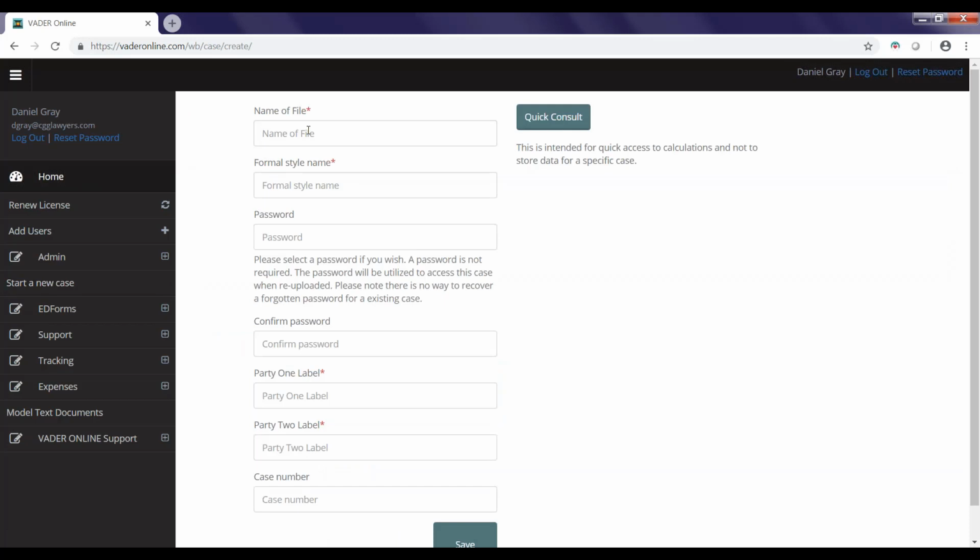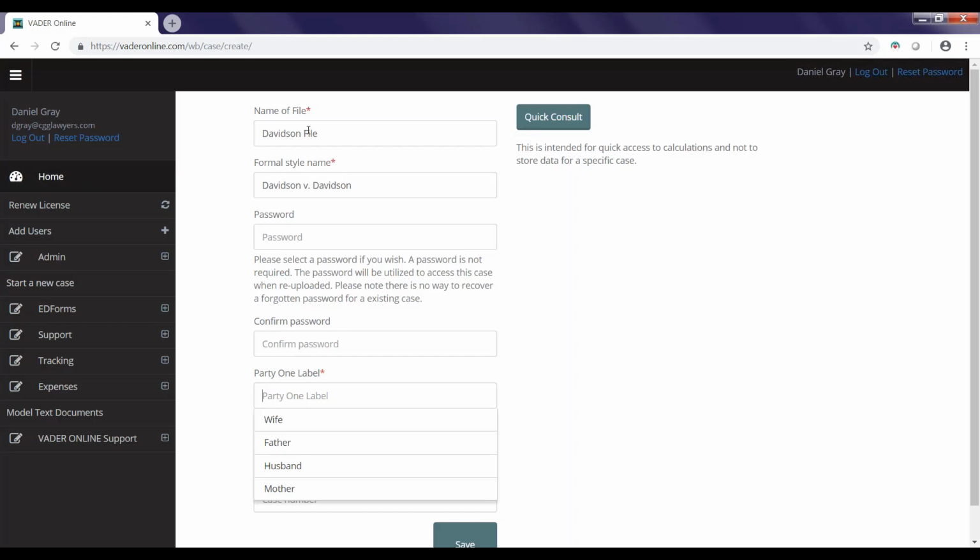The name of the file, again, that's for my internal firm use. I'm going to call this the Davidson file. Let's assume that the case is in litigation. We're going to type in the court name of the case, Davidson versus Davidson. We could give it a password if we wanted to. I'm not going to do that for purposes of this demonstration.